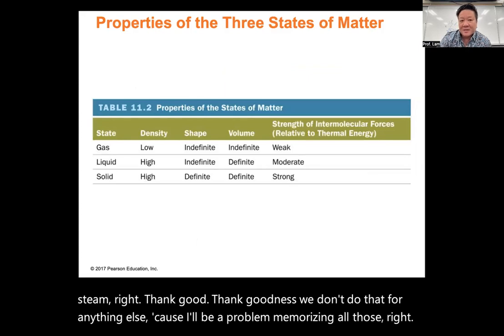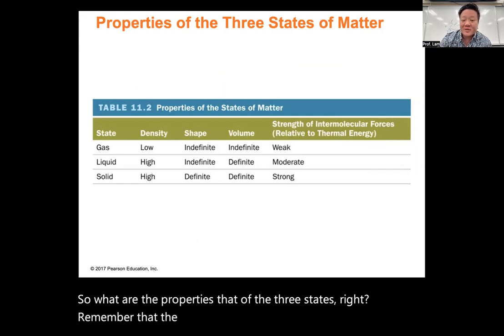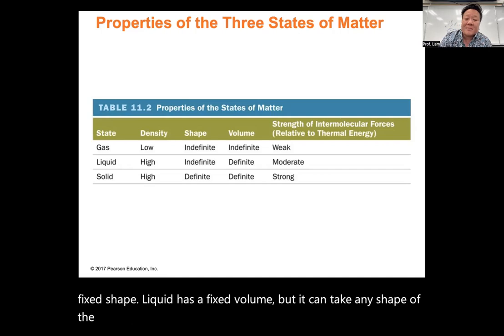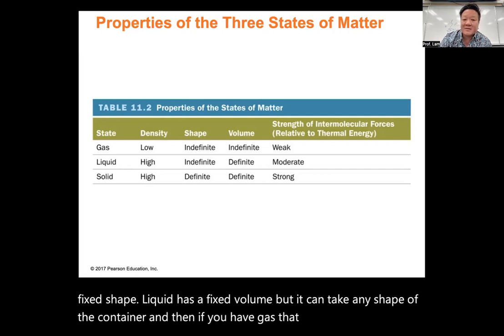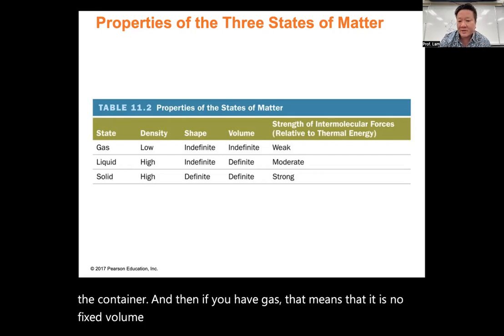So what are the properties then of the three states, right? Remember that the solid is very rigid and it has a fixed volume and fixed shape. Liquid has a fixed volume, but it can take any shape of the container. And then if you have gas, that means that it has no fixed volume and no fixed shape either.